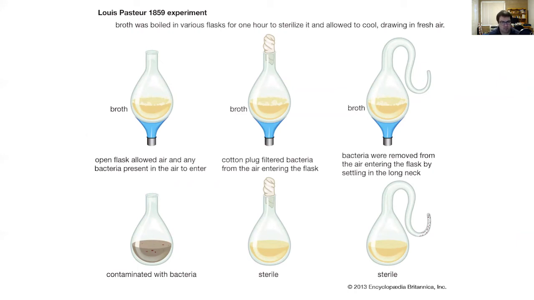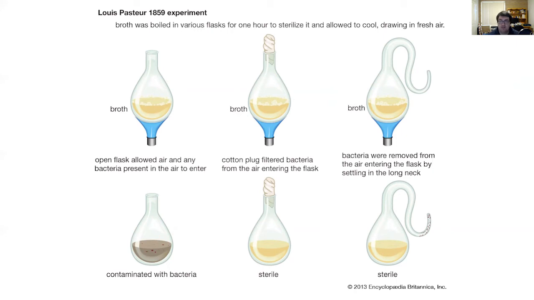What he did is he boiled broth. Now, broth, if you're not familiar with it, think chicken stock or vegetable stock in boiled water. Lots of nice nutrients for bacteria to munch on. If you have an open flask of boiled broth, it's exposed to air, and any bacteria in the air can cause contamination and putrefaction, so rotting, to occur.